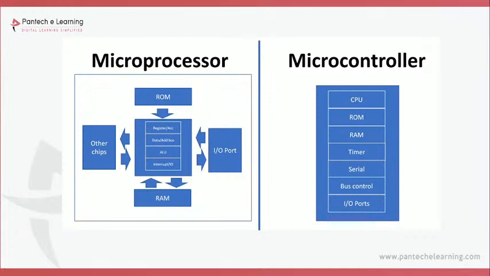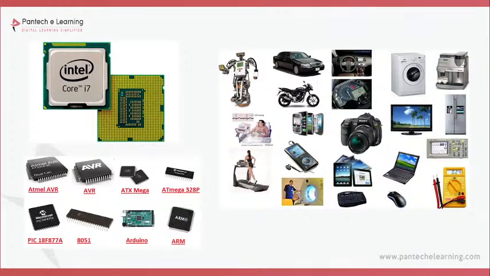We also have some other supporting elements of a microcontroller. These are all Intel microcontrollers and processors. You can see Atmel AVR, ATX Mega, Arduino, ARM processor, 8051, PIC 18F877A. All these are different microcontrollers. These are the applications you can see here: robotics, cars, washing machines, TVs, mobile phones, laptops, multimeters. We use microcontrollers for different purposes. In hospitals, you can see different applications.